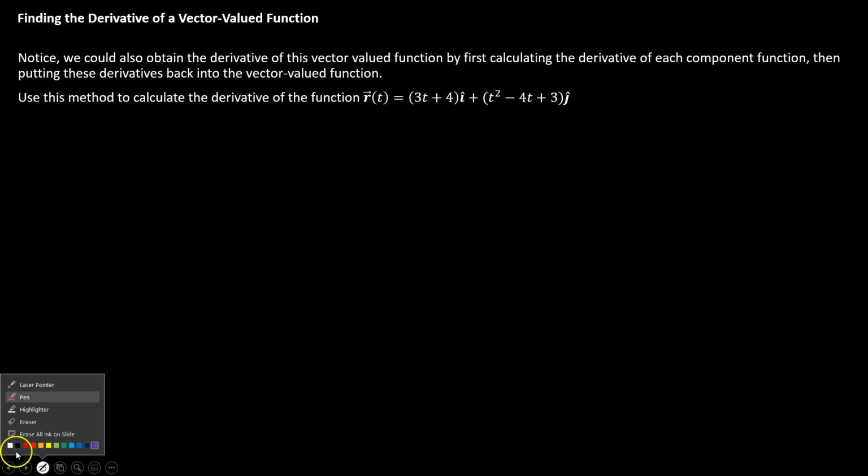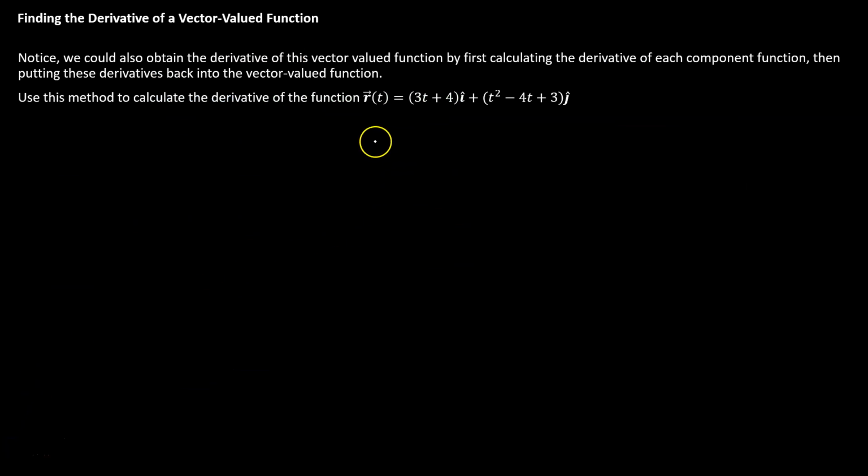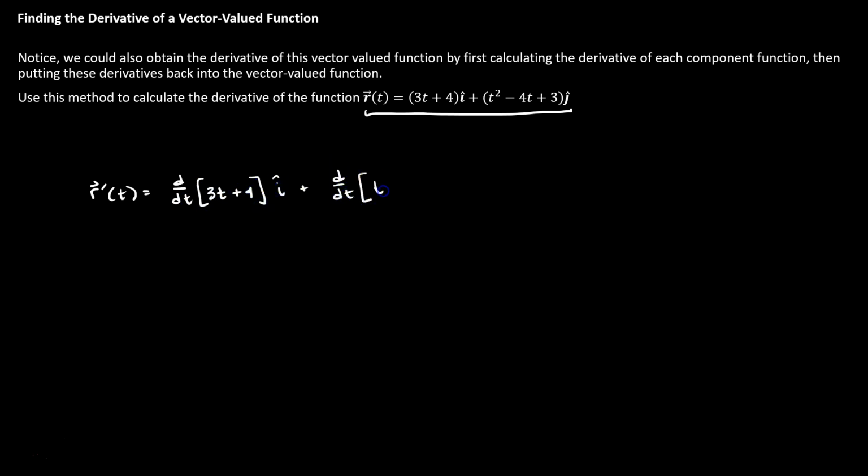Just in case that idea happened a little bit too fast for you, let me show you what I mean. We're going to solve this exact same problem. We want to find r prime, but this time we're not going to use the limit definition. Instead, I'm going to take the derivative of each component function inside of my vector valued function. This is going to save a lot of handwriting, a lot of paper. This is definitely the environmentally friendly way to solve this problem.